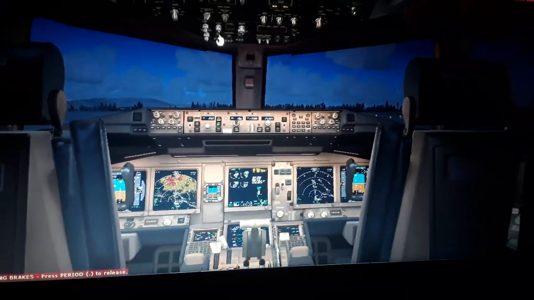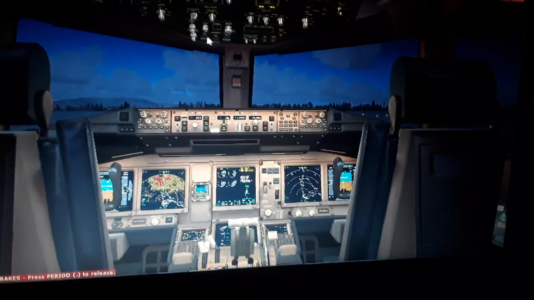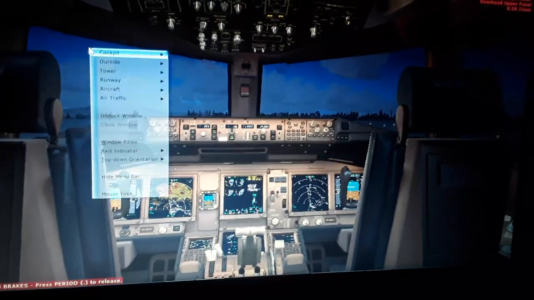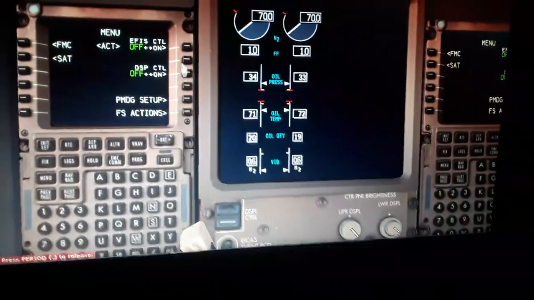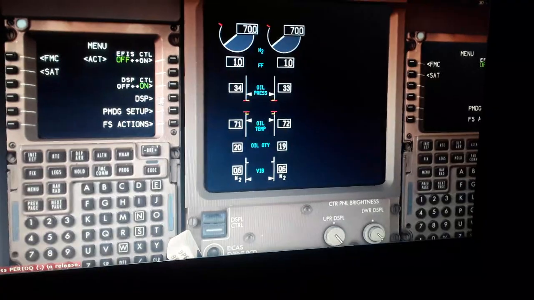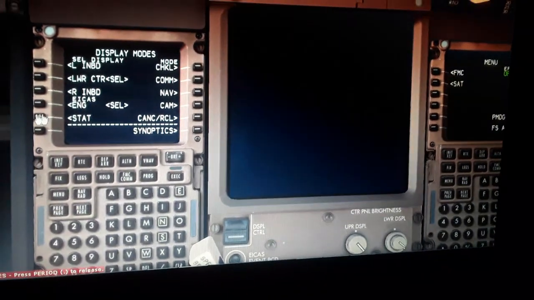Now we go to the last step. We're gonna start the engine. So we're gonna show you CDU and ACL here. We have already the menu, FMC display. So we have the engine status.